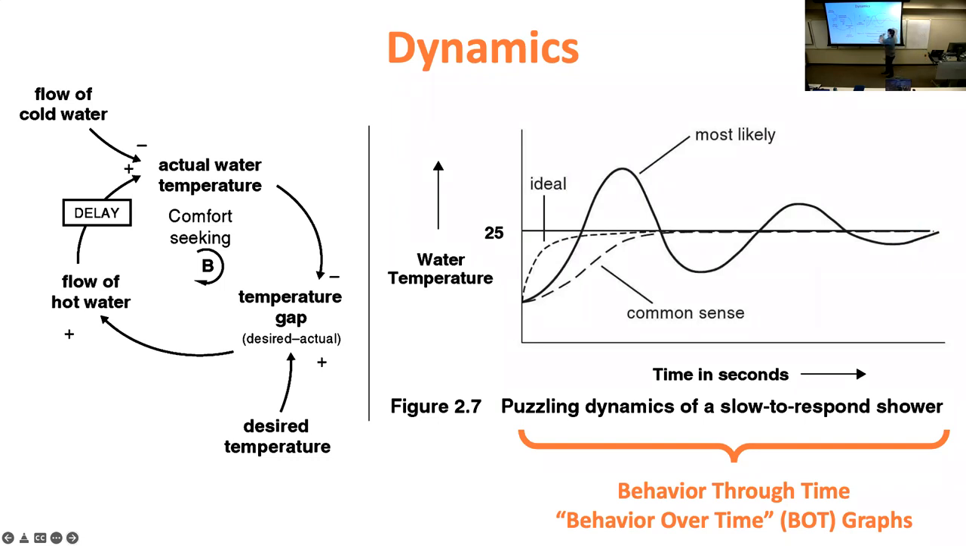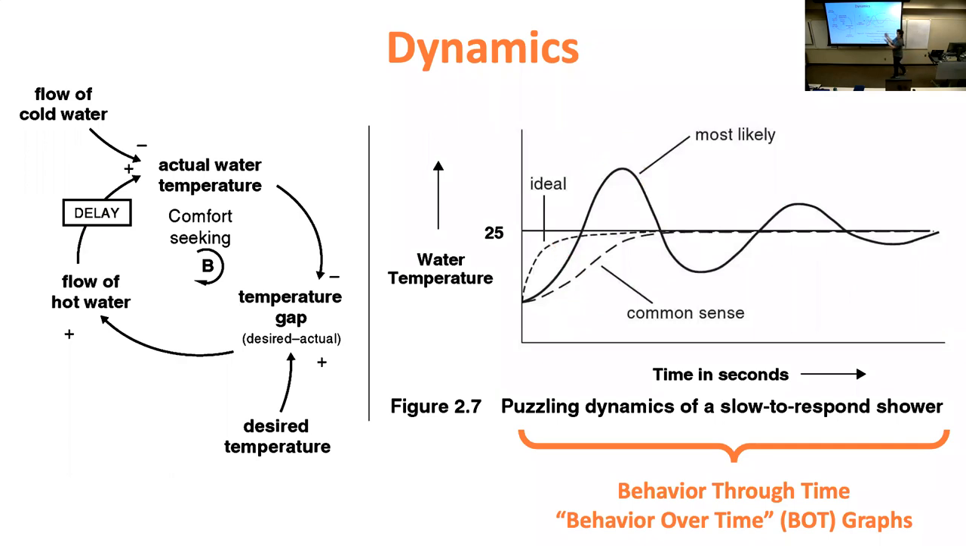And it turns out that you can get all three of these trajectories by simulating this comfort-seeking loop by changing the amount of delay that you have here. In systems engineering, we refer to these three cases as underdamped, that's the oscillating one. You don't have to memorize these terms, I'm just saying that we do have terms for these. Overdamped, that's the really slow common sense one. And critically damped, that's the ideal case.